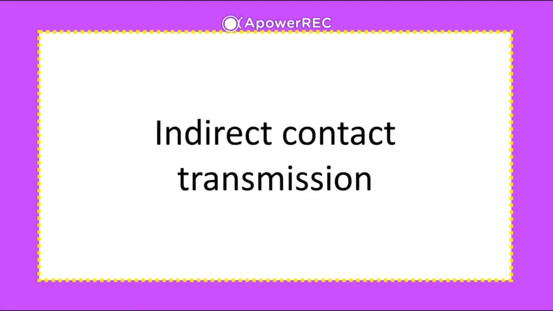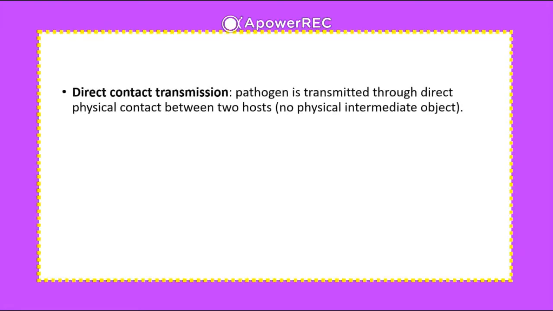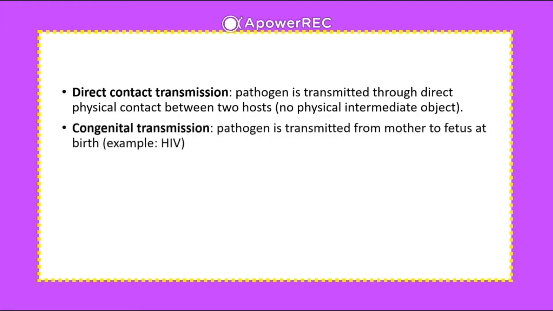Now we have indirect contact transmission. Okay, so there is direct contact transmission, where the pathogen is transmitted through direct physical contact between the two hosts, and so there's no fomite or physical intermediate between the two.